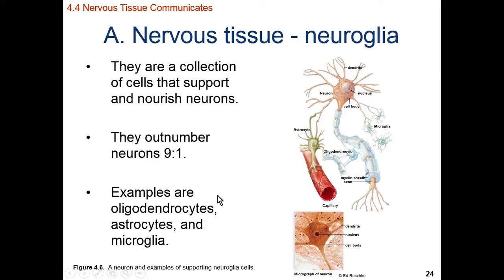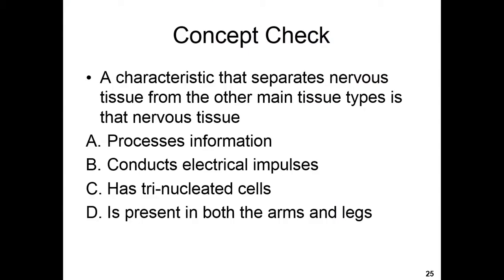There are other kinds of neuroglia that are not shown on this figure. If you want to learn more about them, you can take A&P and learn about them in more detail. So, concept check, class. A concept that separates nervous tissue from other main tissue types is that it processes information, conducts electrical impulses, has trinucleated cells, or is present in both the arms and the legs.